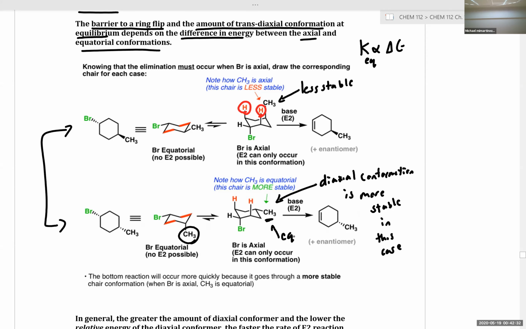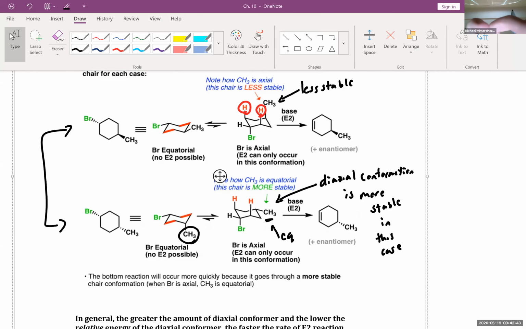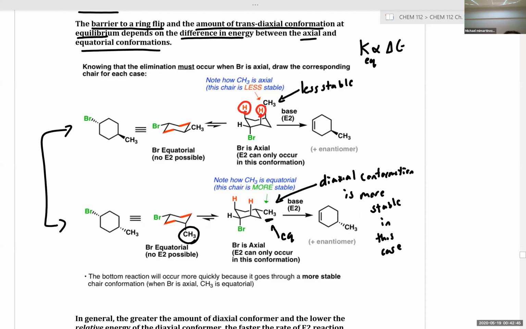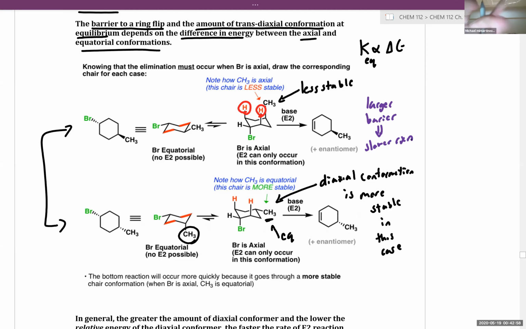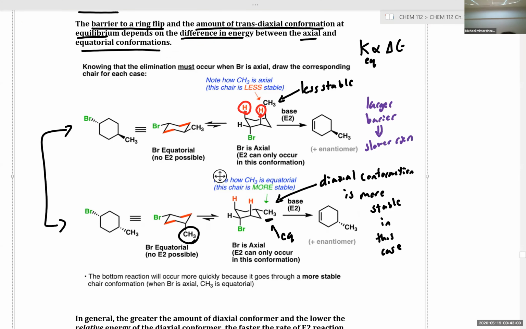Okay, so depending on the relative energy of your two conformations, you may have to climb up a relatively large or small activation barrier. Now a consequence of this is this top reaction has a larger barrier, and as a result, it's a slower reaction. This bottom reaction is much faster.